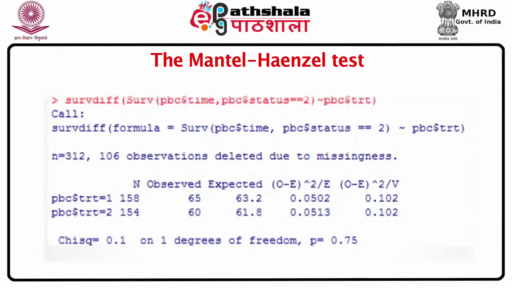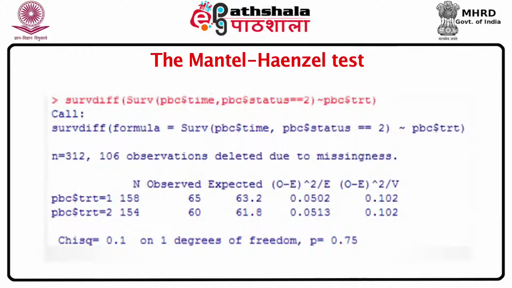So here is how the Mantel-Haenszel test can be done in R using the survdiff function. I should mention here that just like we create LM objects for studying linear models, LME objects, GLM objects, there is also something called a Surv object, and that is what is indicated here by the syntax Surv(PBC$time, PBC$status == 2). We shall look at many more examples of this, and I hope you will be familiarized with the syntax and the concepts at the end of this.